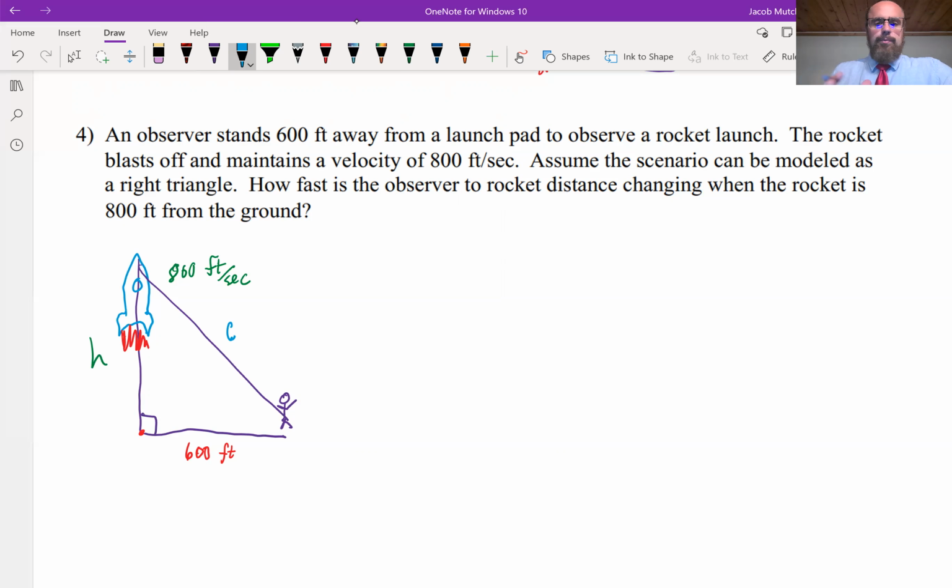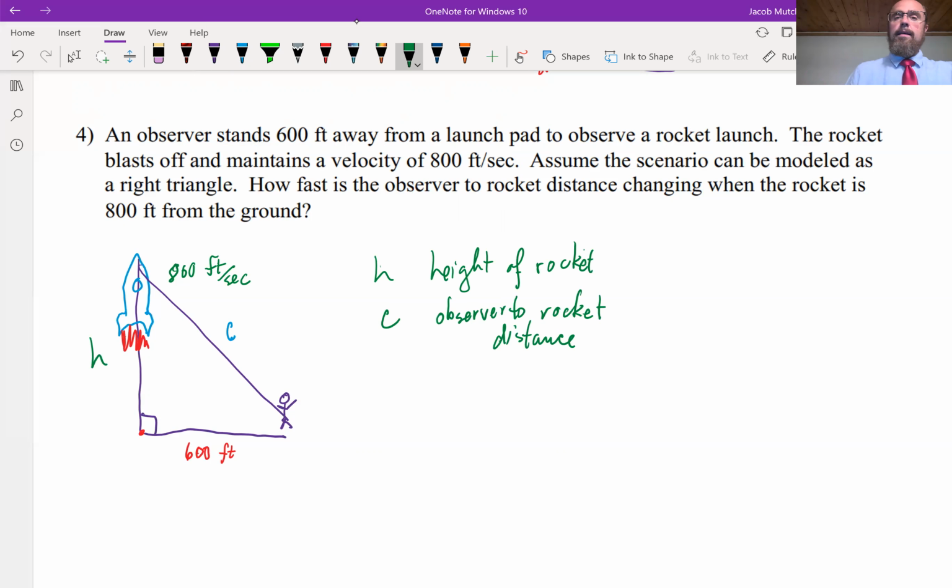So let's just pull our variables from that situation. So I've got an H, that's the height of the rocket, and I've also got a C, which is the distance from the observer to the rocket. That's that hypotenuse, observer to rocket distance.